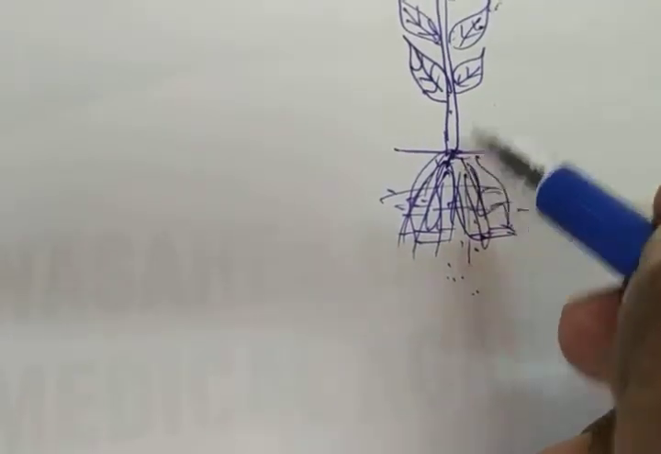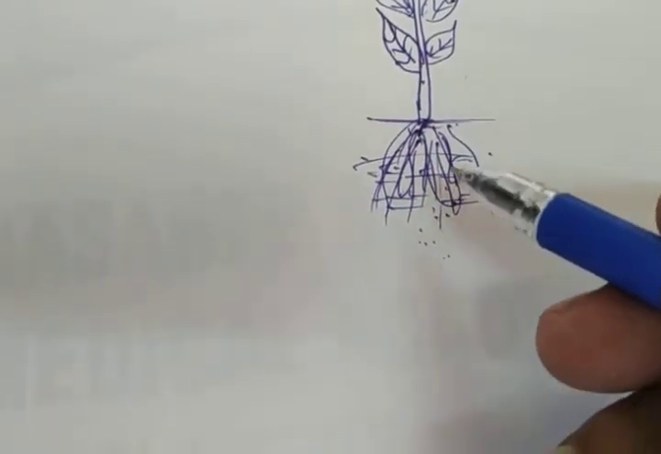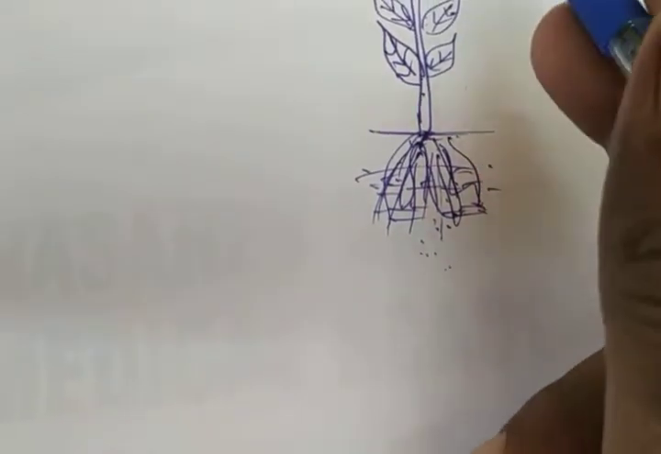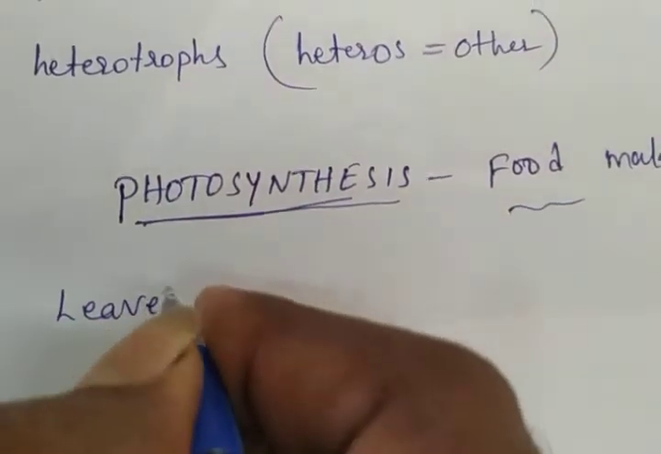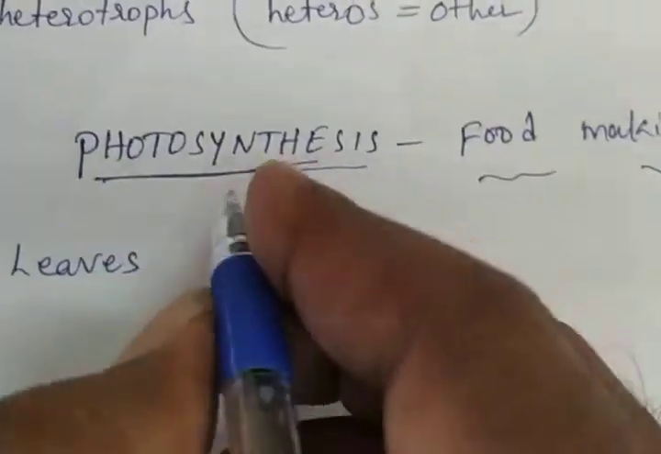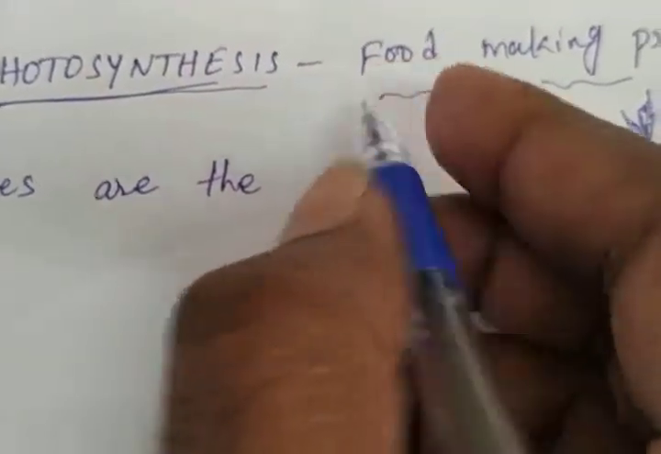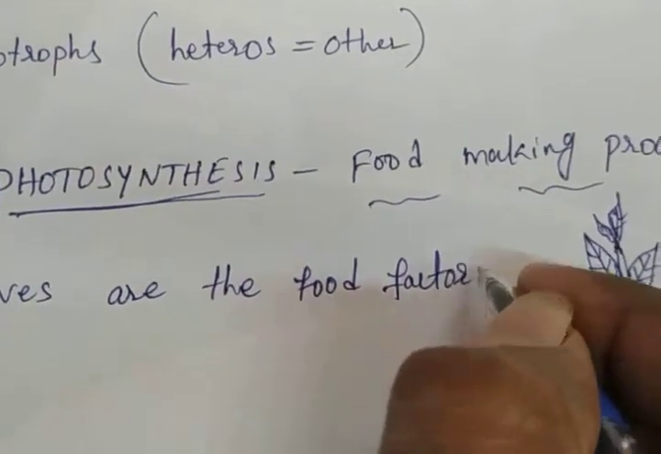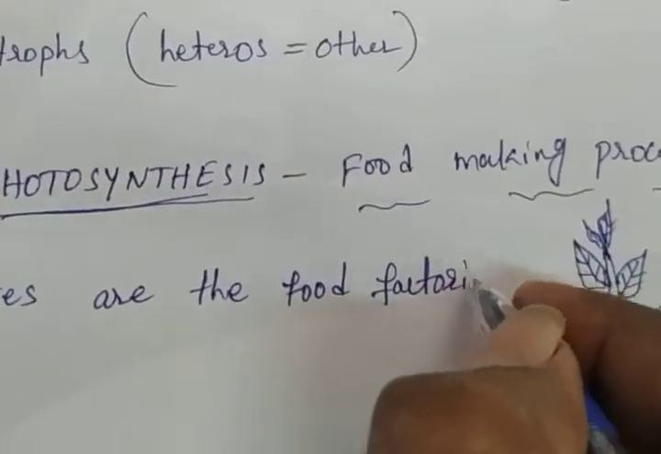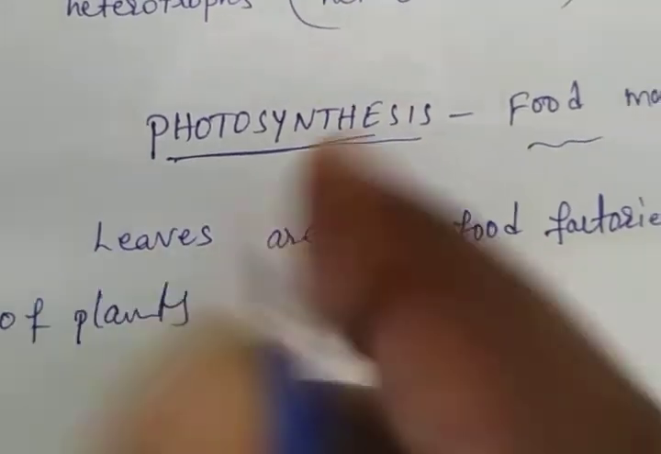The raw material must reach the leaf. Water and minerals present in the soil are absorbed by the roots and transported to the leaves. Leaves are the food factories of plants.